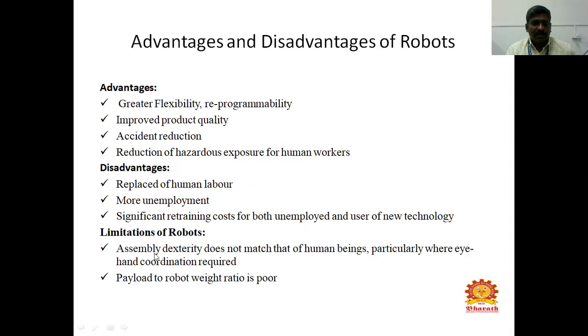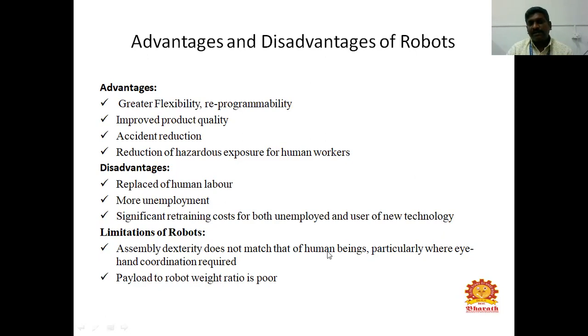Okay, limitations of the robot. So what is the limitation? The limitation is that it makes the capital cost increase. Assembly dexterity does not match the human being, particularly where high hand coordination is required. That means we cannot say we can replace the human, because the accuracy of the human we cannot replace with the robot.